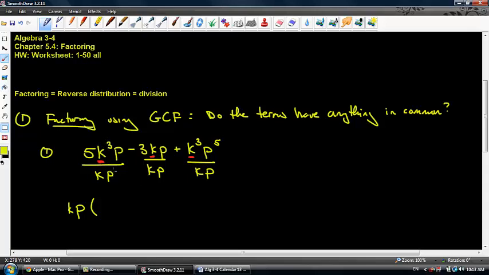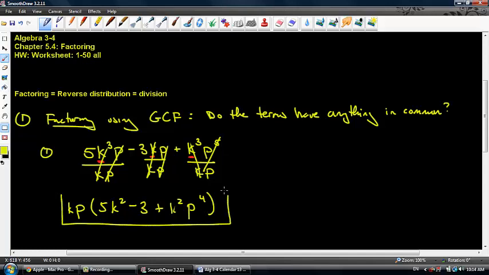Which is why we learned the first section last, because you need to learn how to divide your exponents. So here 5 can't divide with anything, it becomes a 5. K to the third divided by k is k squared, and the p's cancel each other out. If I subtract, I bring the subtraction sign down, these are going to cancel each other out, I get 3. The plus is going to come down, the k's cancel, I get k squared left over, and the p's cancel, I end up with p to the fourth. Okay, so that is your example of GCF.